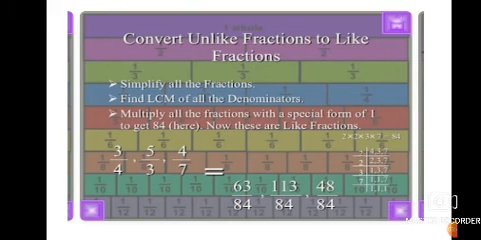Converting unlike fractions to like fractions. We will simplify all the fractions. We will find the LCM of all denominators, and we will multiply all the fractions with a special form of 1 to get 84 here. Now these are all like fractions.